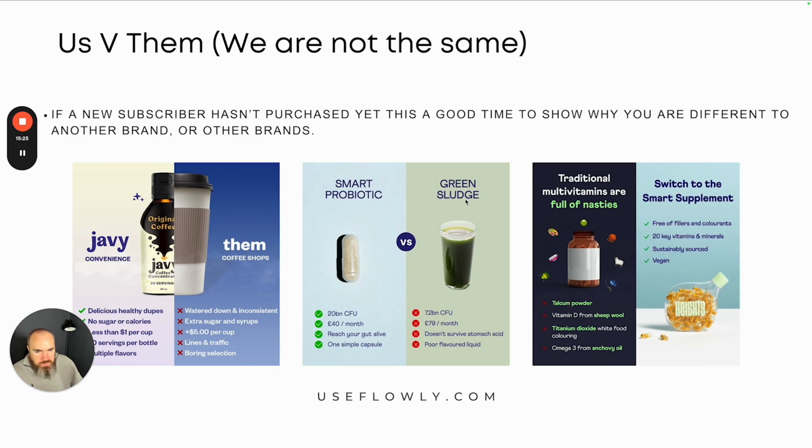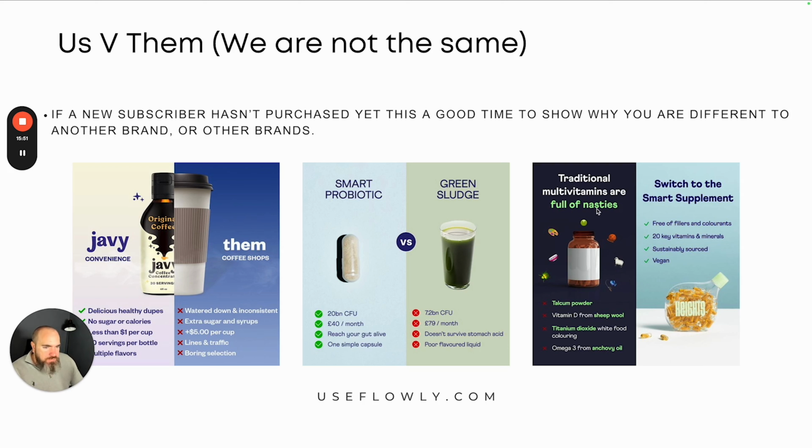These probiotics, like green sludge, they're maybe not necessarily calling out Athletic Greens, but they are. Yeah, I don't know what these mean. 20 billion, 72 CFU, no idea. I'd probably make the language better. Pricing, this is why we're different. Reaches it alive, doesn't survive the acid. One capsule, poor flavored. It really just tells you, this is why we're awesome. This is why these guys aren't.